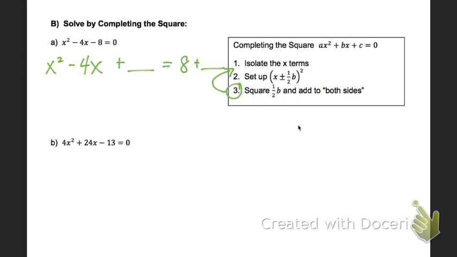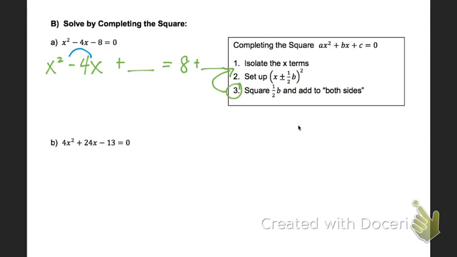Will it always be plus blank? Yes, always, always. You're always adding plus blank. It's never minus blank, because you have to square root it, and if you square root a negative, it's going to be a positive. You always want to create a perfect square, which would mean that you have to have a plus on the last term on the right.